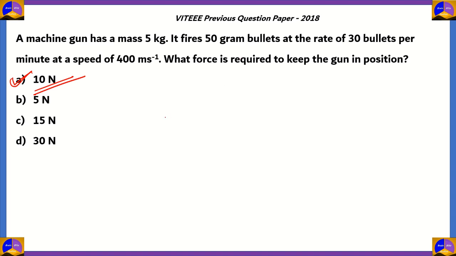In this question, the basic thing is to apply Newton's second law of motion as well as Newton's third law of motion. So applying the second law of motion gives us the force on the bullets, and using the third law, we can conclude that the same force is the recoil force, and in order to keep the gun in position, we have to apply a force equal to the recoil force. So therefore, option A, 10 newtons, is the correct option for this question asked in 2018.